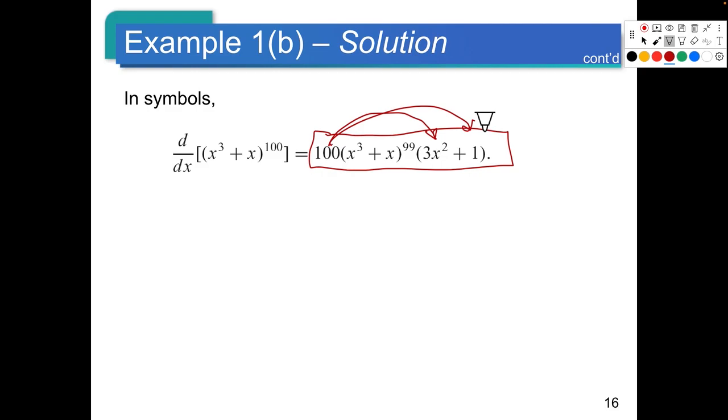I come back tomorrow or 2 or 3 days later, if I look at my work and if I leave it like that, I know that 100 came from the exponent. And I know that 99 was 100 minus 1, so it's all there. I've got the inside stuff, and then the stuff next to it, I see it's the derivative of that inside. It's all clear.